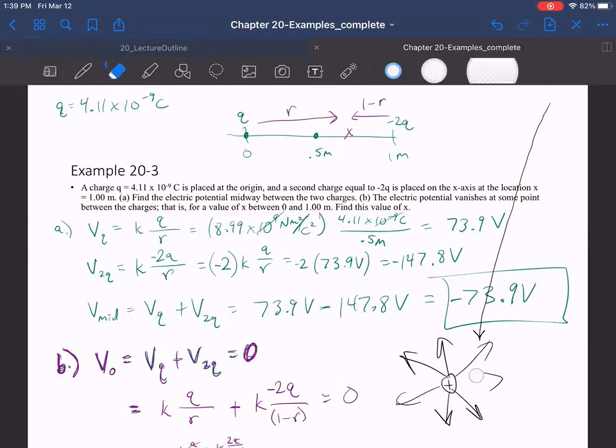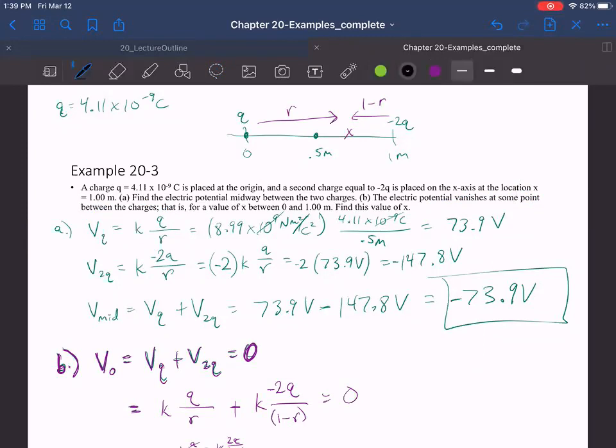If we look at the other one, it is a negative charge, which means the electric fields are pointed into it, which means as I move closer to it, I'm moving in the direction of the electric field coming from it. That's a drop in potential then, right?